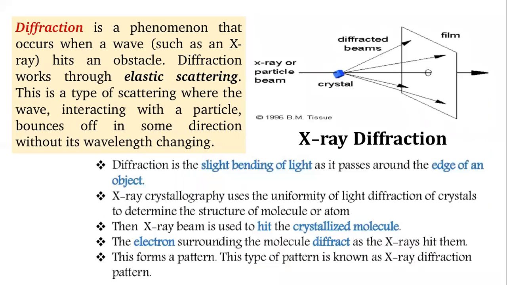So what is diffraction? Diffraction is a phenomenon that occurs when waves such as X-rays hit an obstacle. As you can see here, when a beam of X-rays falls on a material, in this case a crystal, the beam gets diffracted, or scattered, and this is elastic scattering. In this type of scattering, the wave interacts with a particle and bounces off in some direction, but there is no change in the wavelength.